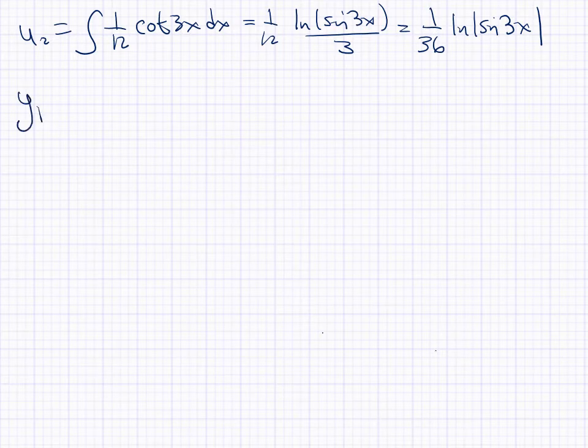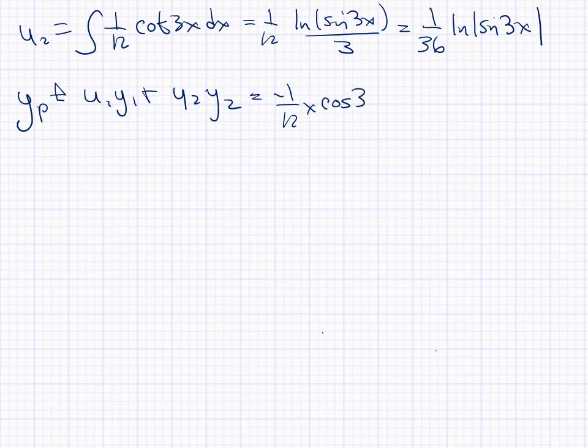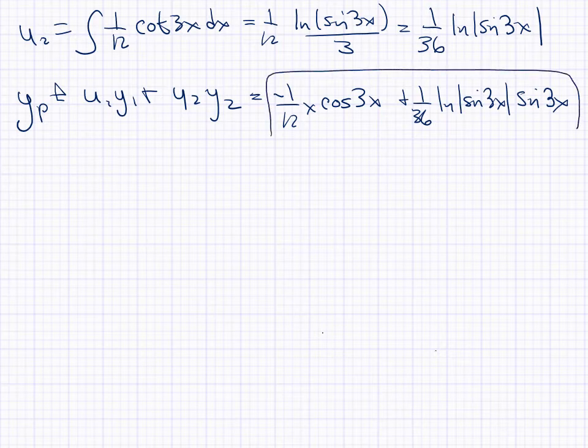And then we go and say, all right, let's find our y sub p, which in this case is going to be u1 y1 plus u2 y2. For us, that would be the minus 1/12 x times cosine 3x plus 1/36 log of the sine of 3x times the sine of 3x. Okay? And there's not really much I could do to simplify that. I guess I could pull out a 1/12, but that doesn't do much to help us. So we're just going to leave y sub p as that.